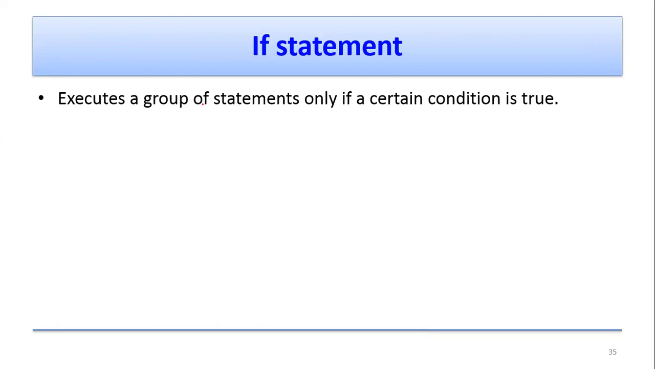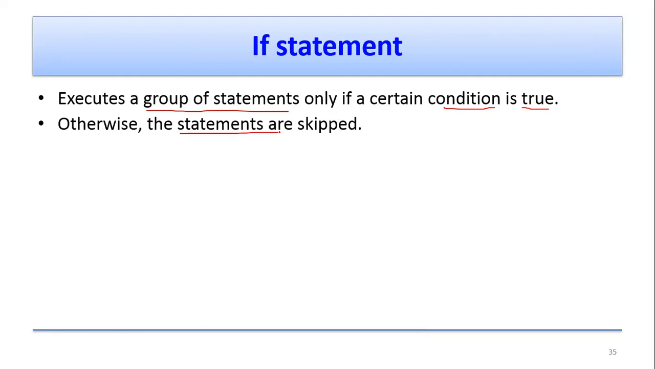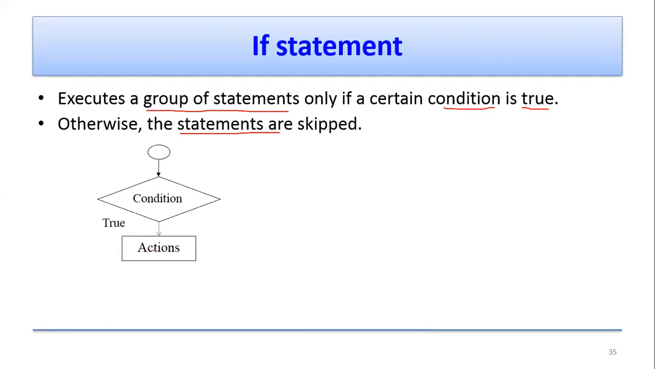The if statement executes a group of statements only if a certain condition is true. If the condition is true, we can execute the group of statements; otherwise, these statements are skipped. Let's take the flowchart. We consider the condition. If the condition is true, we perform the set of statements; otherwise, if it is false, we skip these actions, that means these actions are not executed.